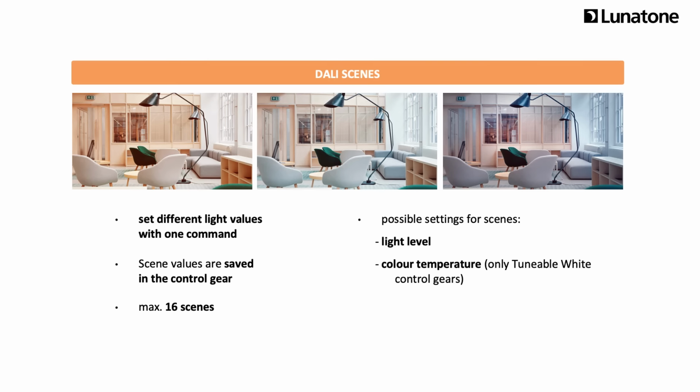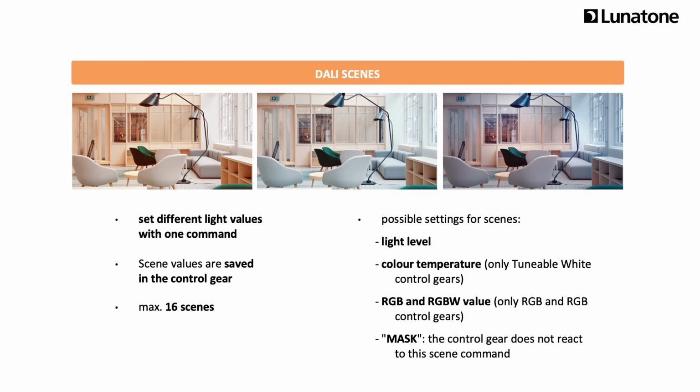For tunable white control gears, the light level as well as the color temperature can be set. For color RGB and RGBW control gears, the light level as well as different colors can be set. If a control gear should not react to a scene command, it can be set to mask. The control gear will then ignore the scene command and retain its current value.